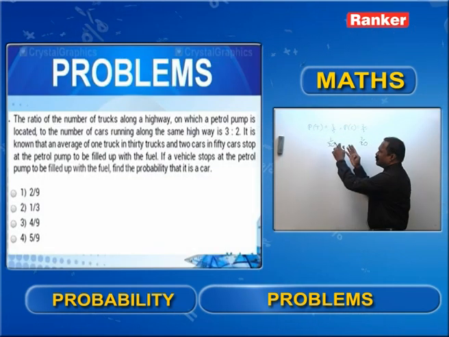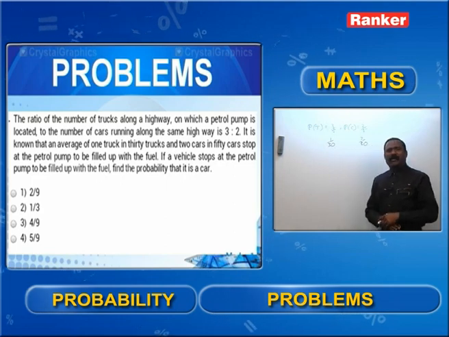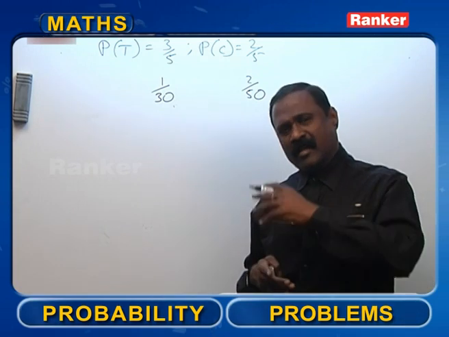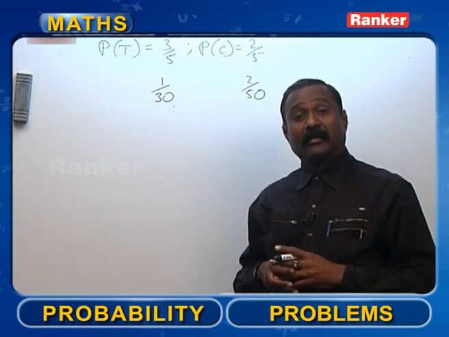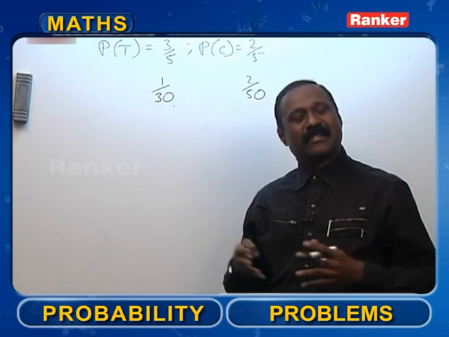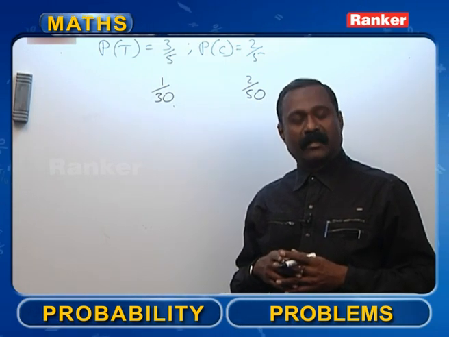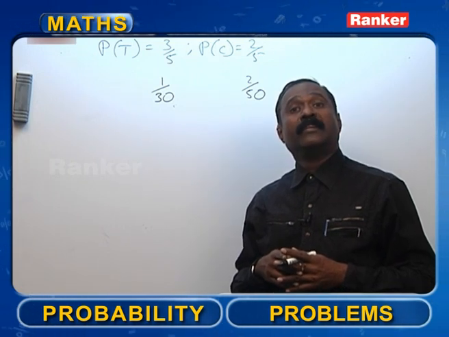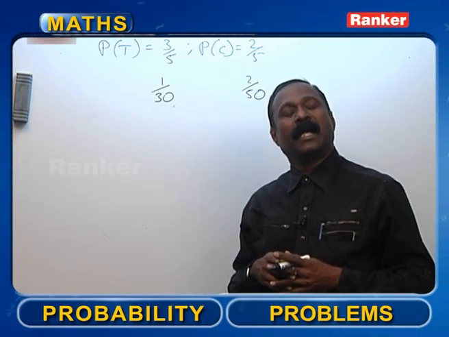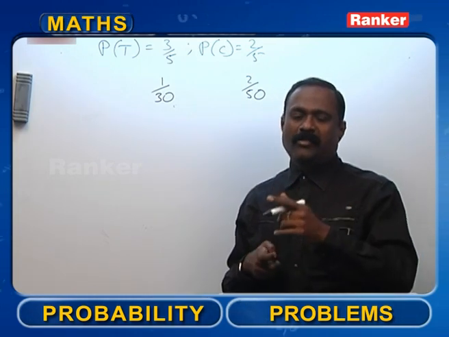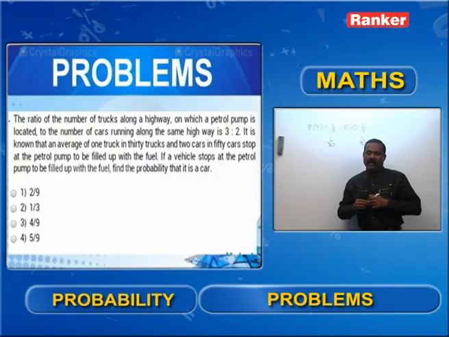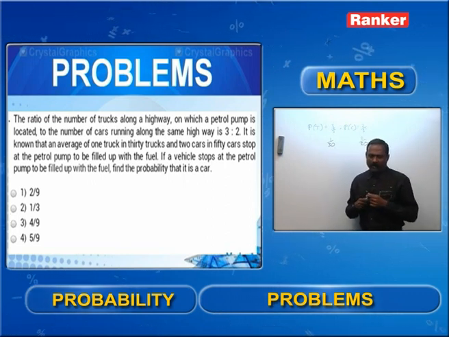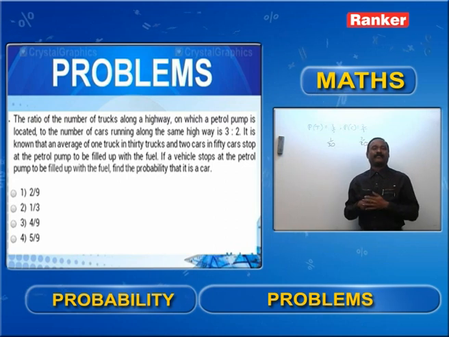Understand that? So, whenever you work out this problem at board level, you write all the terms, you name the events, and you solve it accordingly. But in the objectives, try to save time by writing the direct steps. What are the steps required in this case, and how to know that the Bayes theorem is to be applied in this case? Because in the question you can see now, if a vehicle stops at the petrol pump to be filled up with the fuel, find the probability that it is a car.